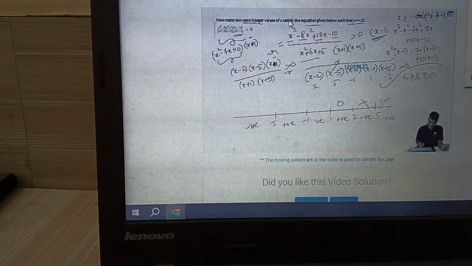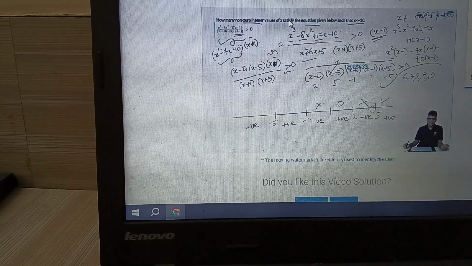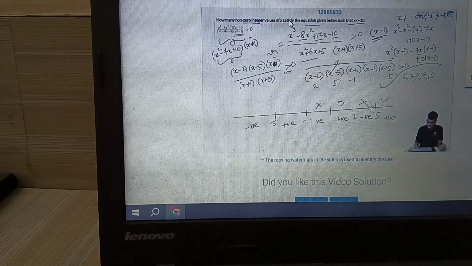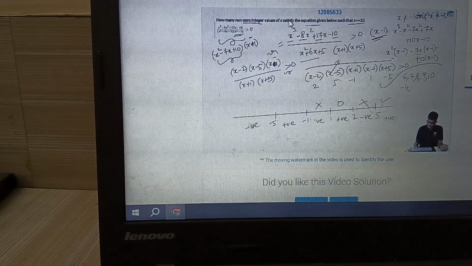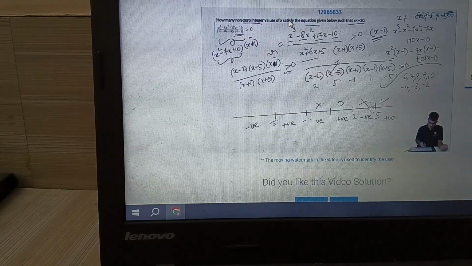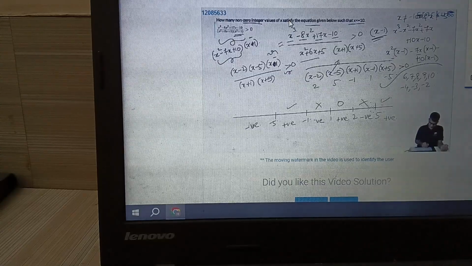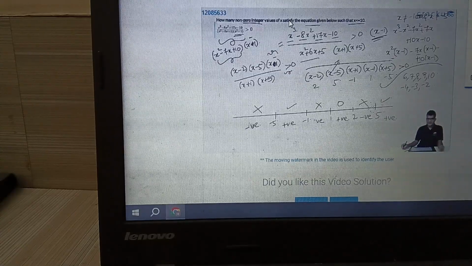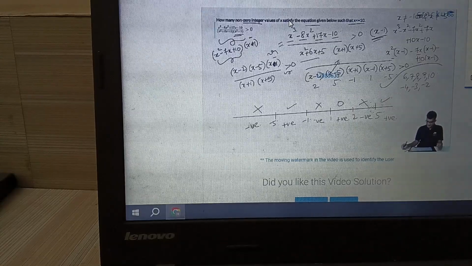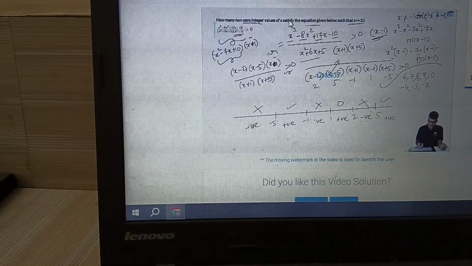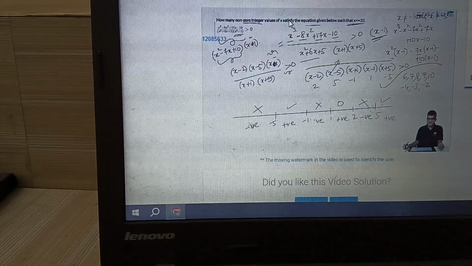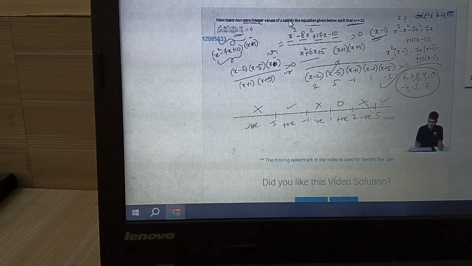Between minus 1 and 1 it is again negative, so we can ignore it. Between minus 5 and minus 1 we again have some integers. They are minus 4, minus 3 and minus 2. Less than minus 5 it is negative, so again we can ignore it. So the total number of non-zero integers which satisfy the given inequality such that x is less than or equal to 10 is 5 plus 3, which is equal to 8.